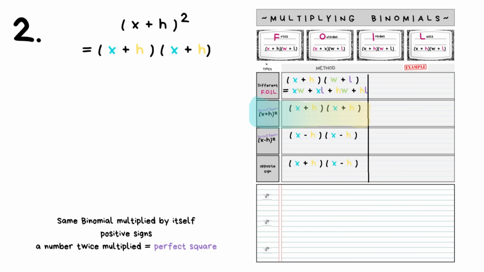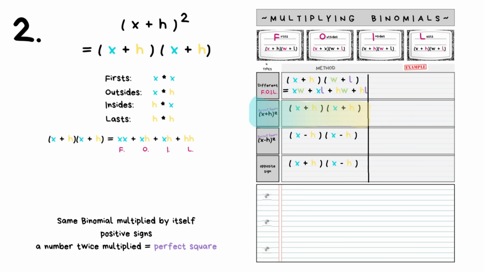When multiplying the same binomial times itself, we begin with a perfect square. Let's look at what happens when we FOIL a perfect square with addition. First, x times x. Outsides, x times h, which is xh. Insides, x times h, which is xh. Lasts, h times h. So the last term is h squared. To put that all together, we have 1 x squared, 2 of x times h, and 1 h squared.